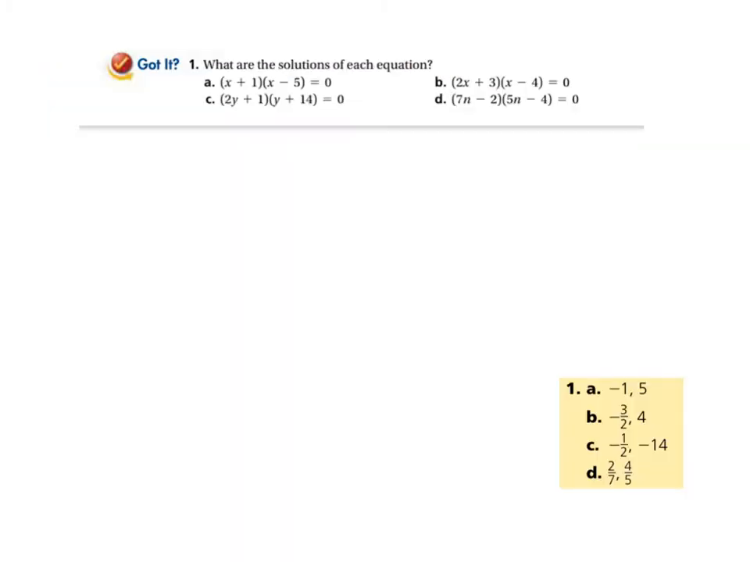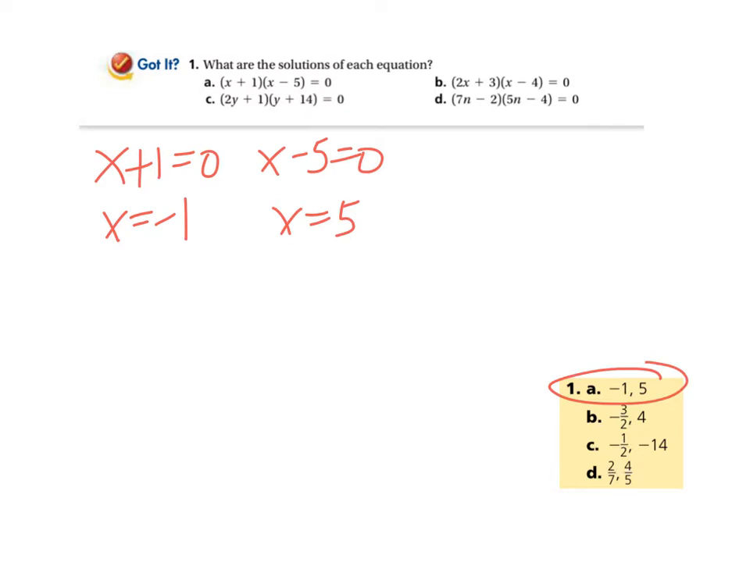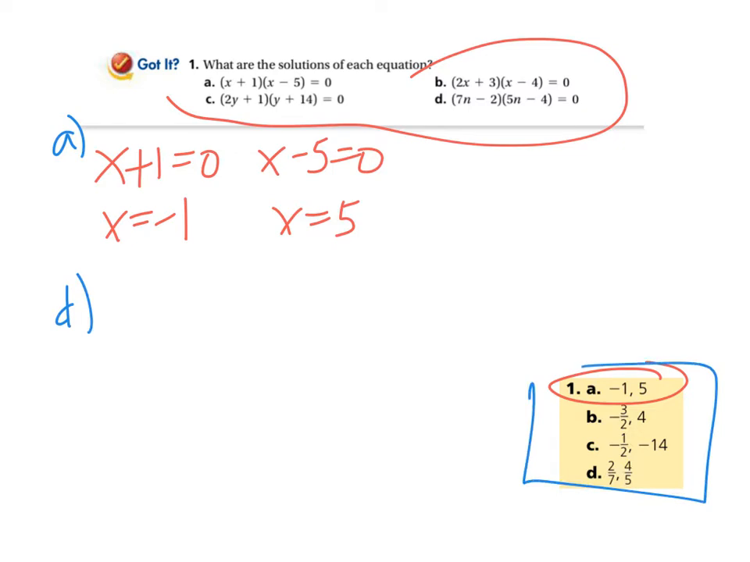So here we have A, B, C, and D, and these are, again, already factored forms. So here we're going to say x plus 1 equals 0, and x minus 5 equals 0. So obviously this is going to be x equals negative 1, and x equals positive 5. And we can see the answers down here. And for each of these, it's going to be the exact same thing. I'll work D for you just to make sure you've got the idea. So this was A, this is D. Otherwise, you can check the answers down here.